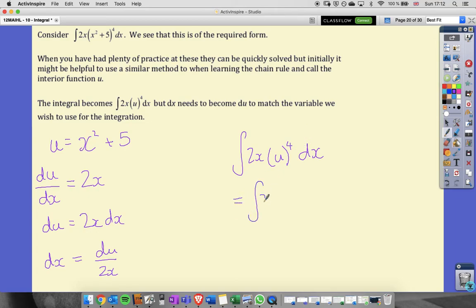So 2x u to the power of 4, and then instead of dx I'm going to write this. So this does two things. Number one, it means that my variables match. And number two, absolutely vital, it gets rid of the other x that was hanging around here. We don't want to integrate with two different variables. That's more complicated than is in the scope of our course.